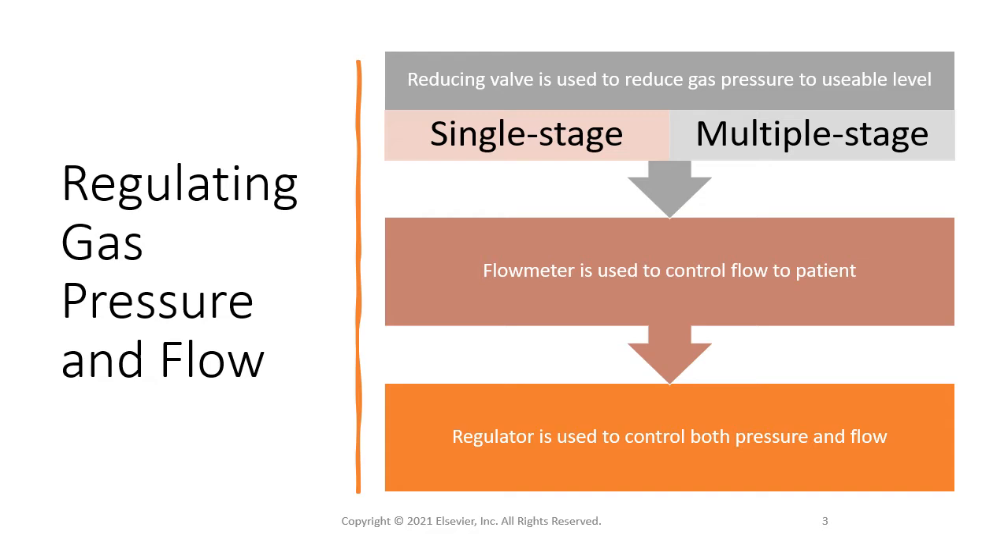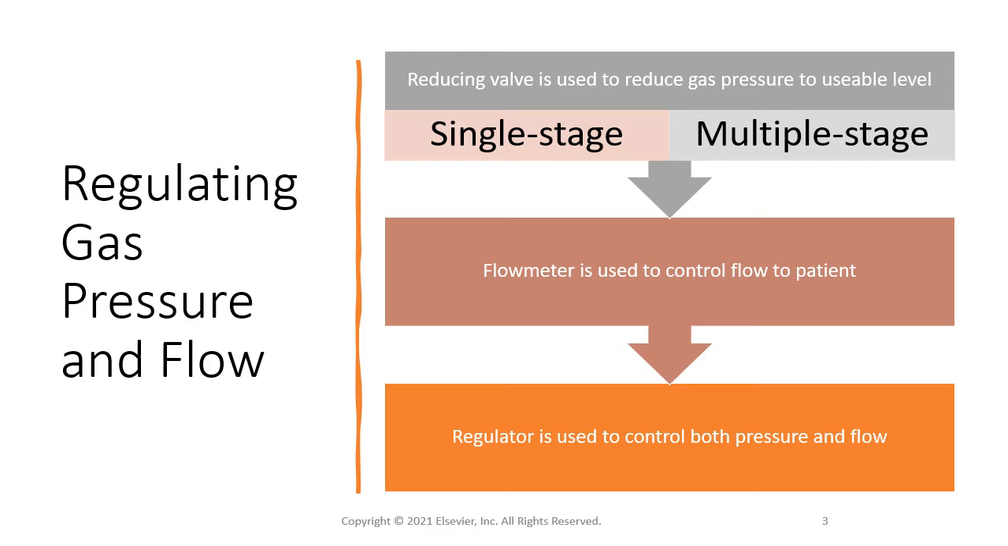Regulating gas pressure and flow. We're going to talk about the difference between a reducing valve, a flow meter, and a regulator. Let's start with the reducing valve. A reducing valve may be single stage or multi-stage. A reducing valve is used to reduce the gas pressure to a usable level. In this case, 50 psig.